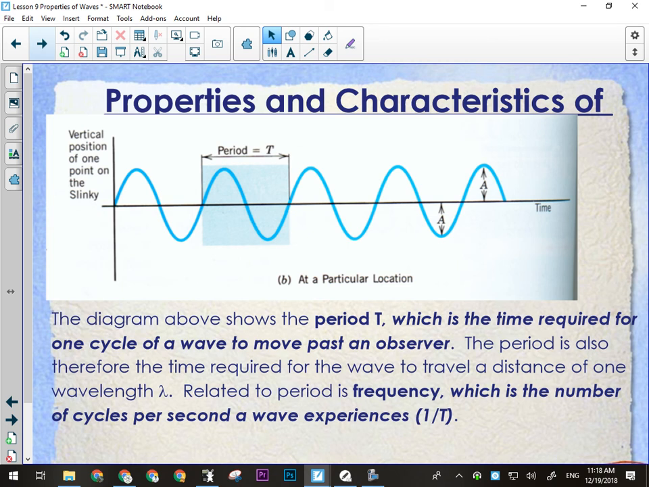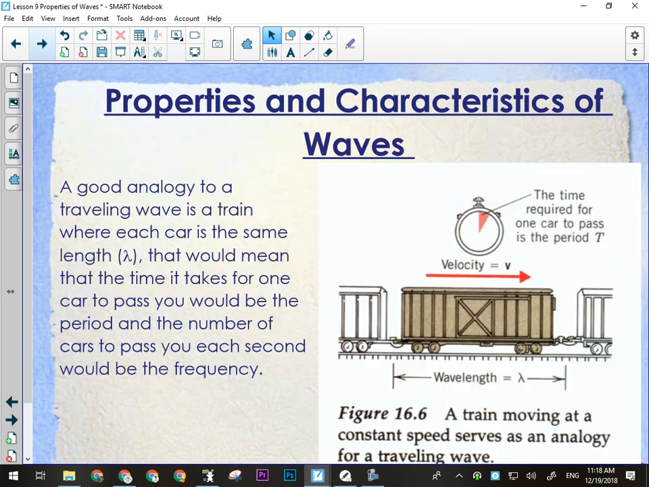Right, and then we talked about period. Period's the time for the wave to go by. Frequency is the number of waves that go by every second. Just as long as we keep those ideas straight. Remember, frequency is 1 over T. We're going to use T equals 1 over f and f equals 1 over T a lot when we're dealing with waves here.